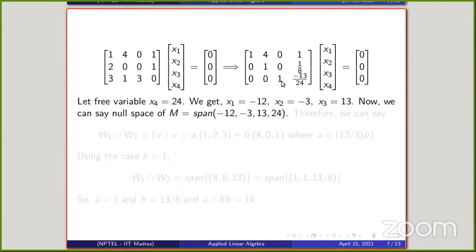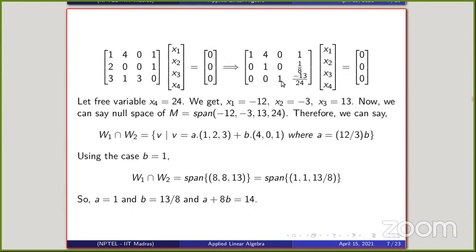We see that there is only one free variable, so we can definitely say that the null space of M will only be the span of this vector minus 12, minus 3, 13, and 24. Next. So that's about it. Yeah, we are almost done solving.